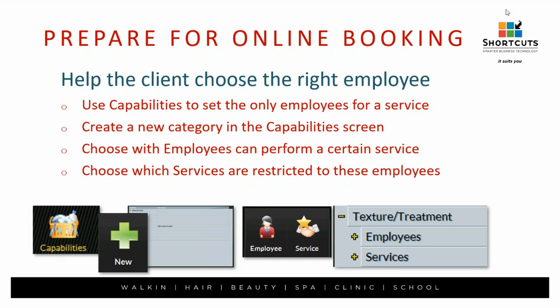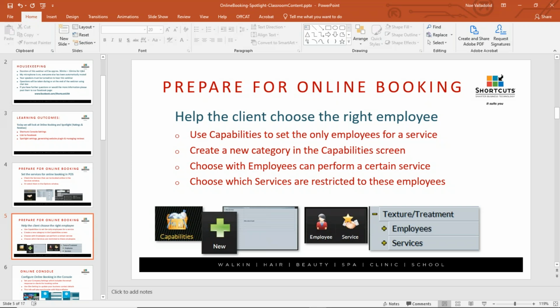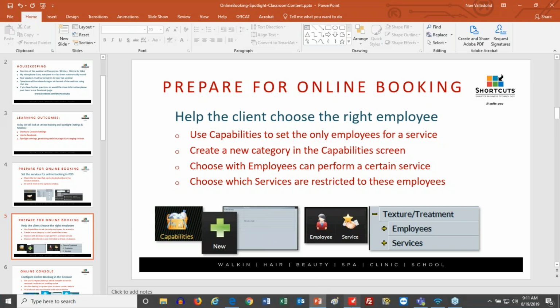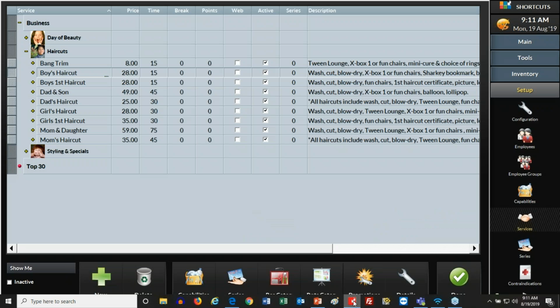So when you do this, it actually synchronizes online. So if a customer goes to choose a treatment service, then Shortcuts will know, oh, only certain employees are allowed to be bookable for this. So let's actually take a look at how to set that up in Shortcuts.